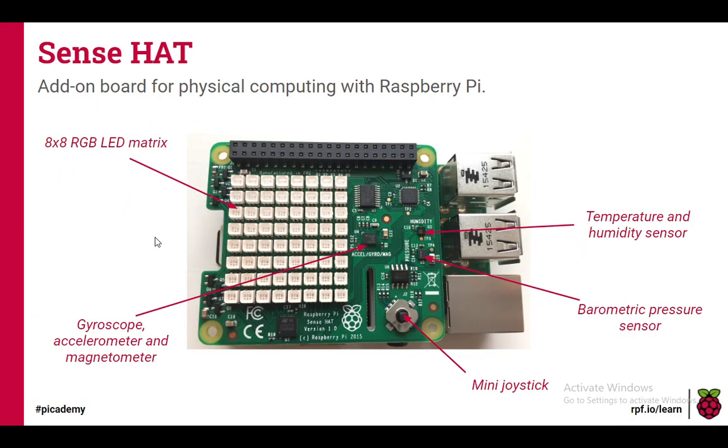So this is the SenseHat. If you have one of these, this is what it looks like, and this points to where everything is: the gyroscope, accelerometer, magnetometer, the 8x8 LED matrix, which you can program each of those individually, 0, 0 to 7, 7, the temperature and humidity sensor, barometric pressure sensor, and this is actually a mini joystick with a button, so you can program Mario or something like that on it.